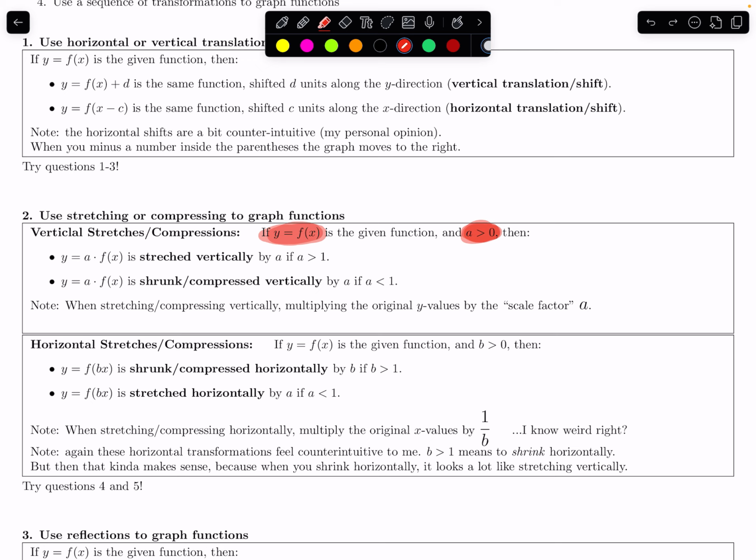And then on the other hand, if you have something that's less than 1, then that's a shrink. F is shrunk or compressed. I think of the standard example as a half. What if A is a half? Then you're just halving all your heights, right? So you're shrinking it, compressing it downwards. Now note, when you're shrinking, we sometimes call this A that you're multiplying by the scale factor. And it's just a result of multiplying the original y values by that number.